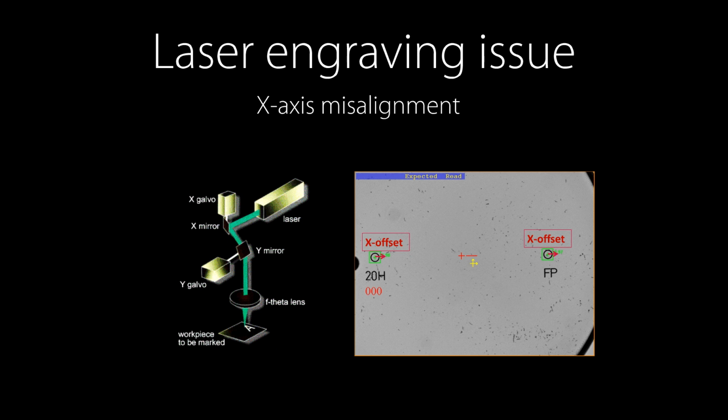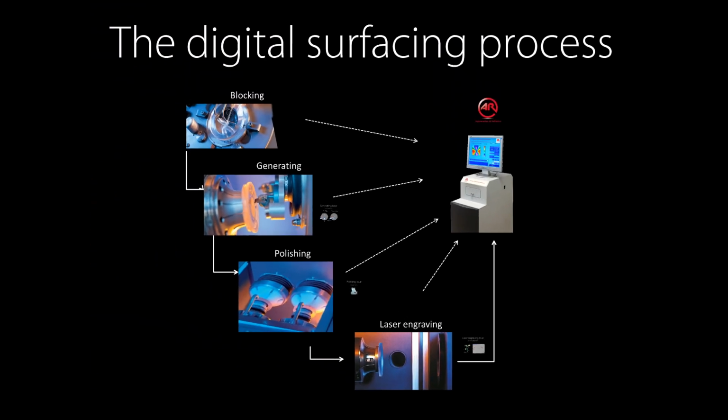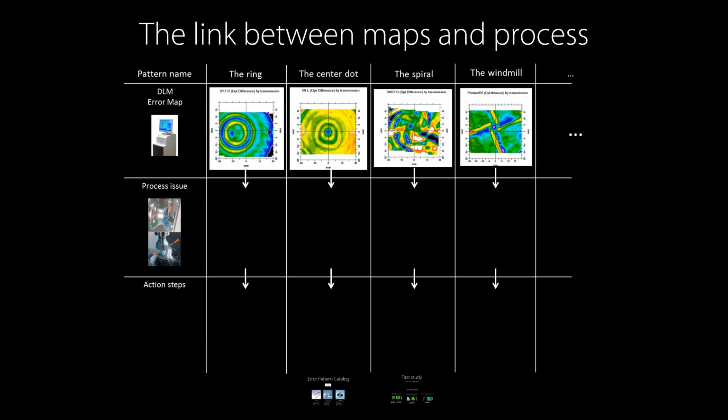When troubleshooting the maps, the goal is to find the link between the error patterns and the process issues, to finally determine what action step to take. Everyone can build its own experience, and we have many of our customers who have done it quite well.